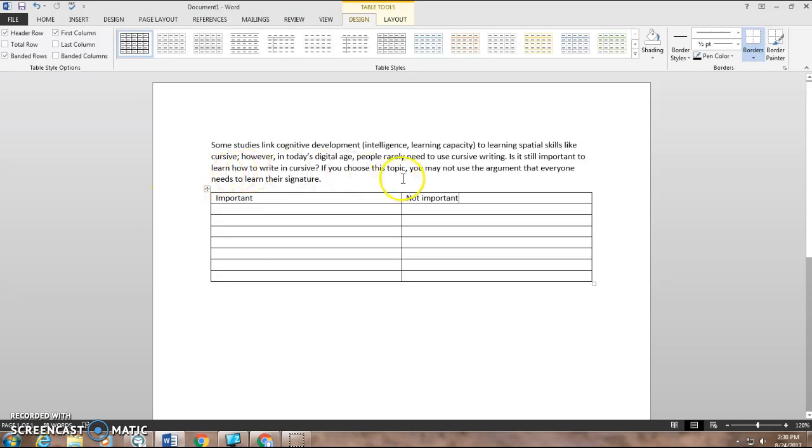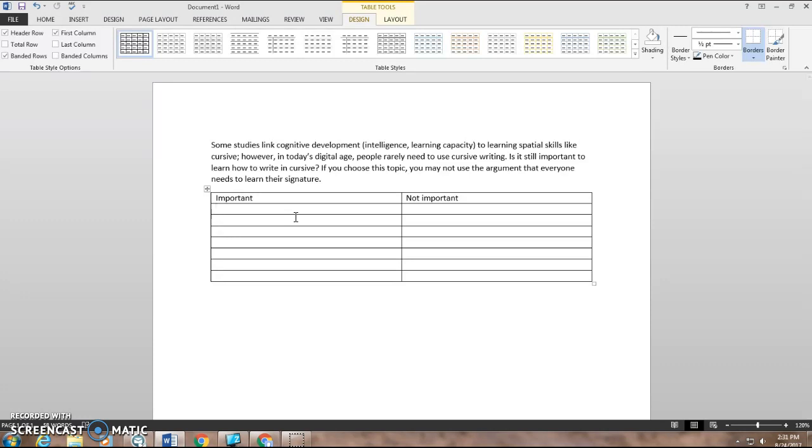So I've chosen the cursive topic to work with today. And the first thing obviously you have to do is kind of brainstorm. So I've done some brainstorming. I needed to decide what side I was on this topic. So I chose it's important or it's not important, and I'm just going to make a simple T-chart just to see what side I'm on. So I've kind of prepared this already so that you don't have to hear my thinking.